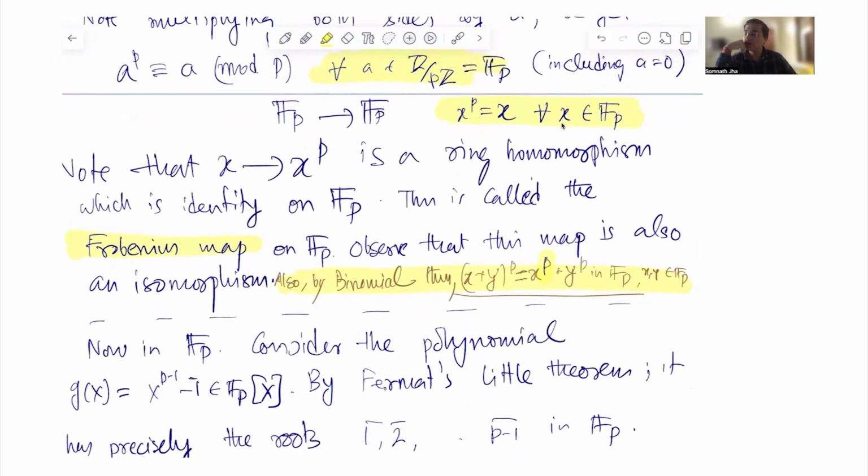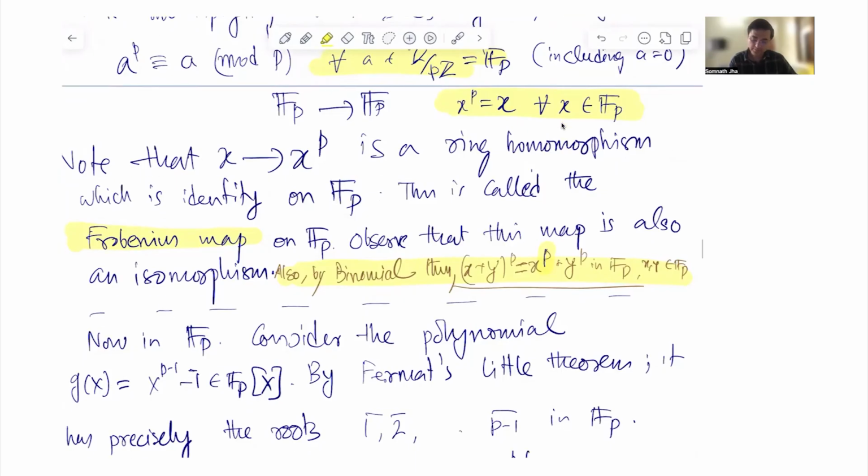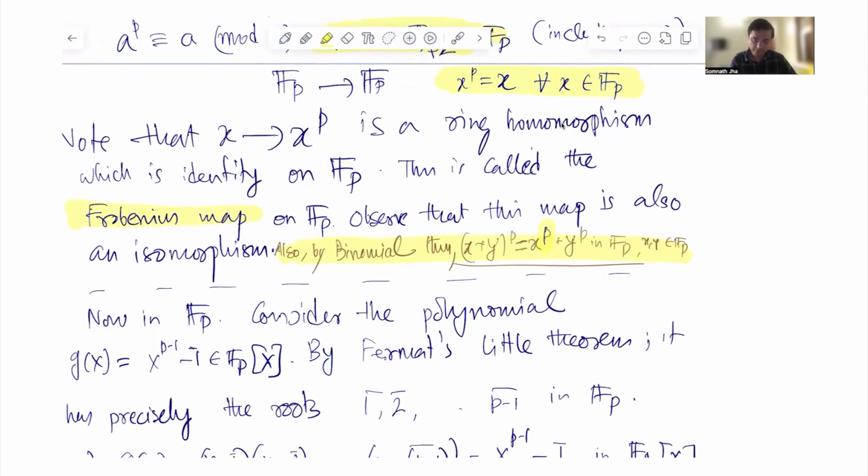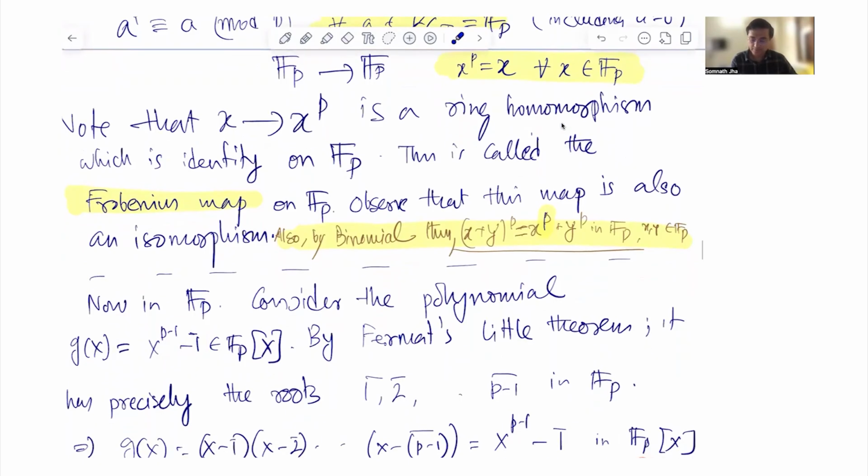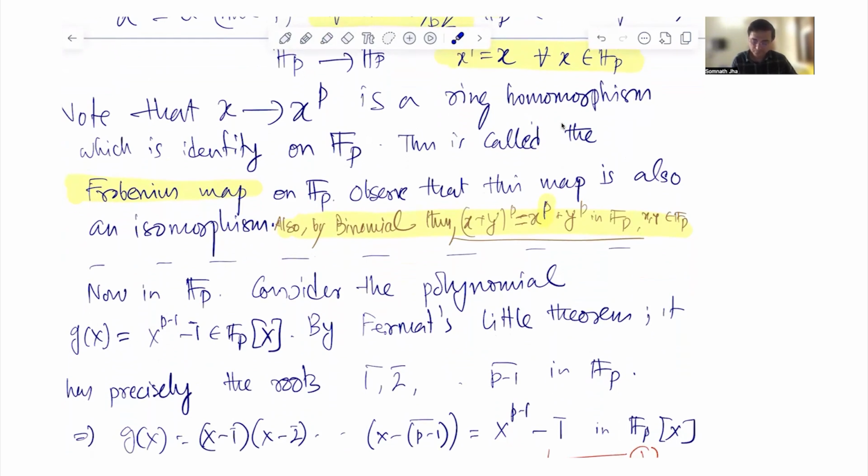Now, another thing we saw as an application is Wilson's theorem. So you consider the polynomial g(x) equal to x to the power p minus 1 minus 1. This 1 represents the 1 in F_p, the equivalence class of 1 in Z mod pZ, the multiplicative identity of the field Z mod pZ. Then Fermat's little theorem says this is satisfied by all integers not divisible by p. In particular, the elements 1 bar, 2 bar, up to p minus 1 bar in F_p satisfy this. So this has p minus 1 roots.